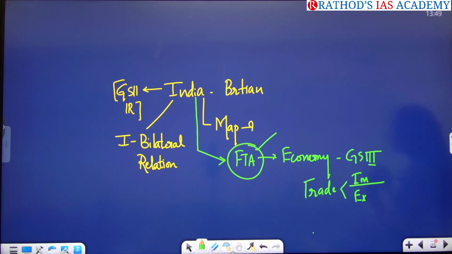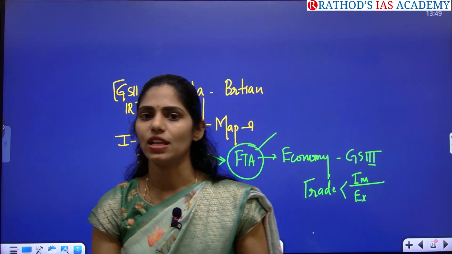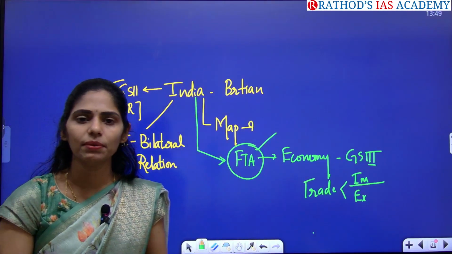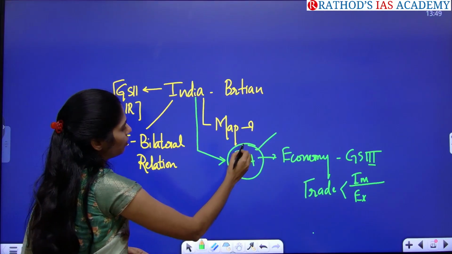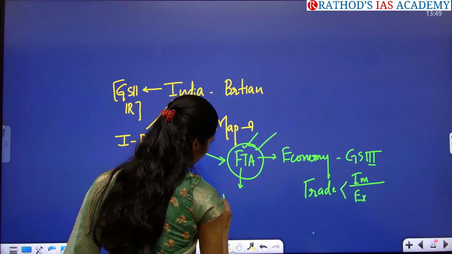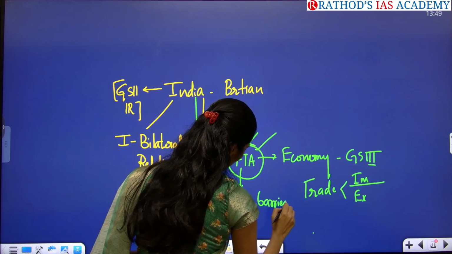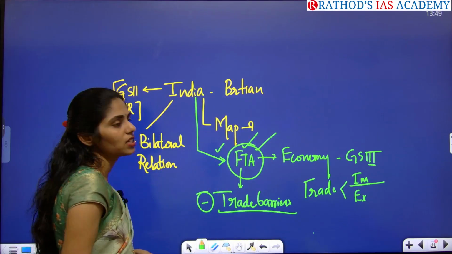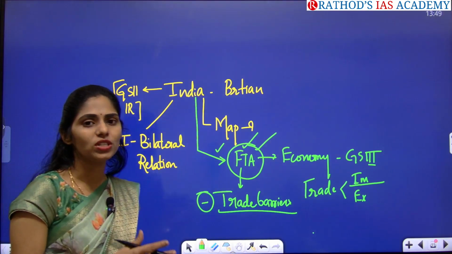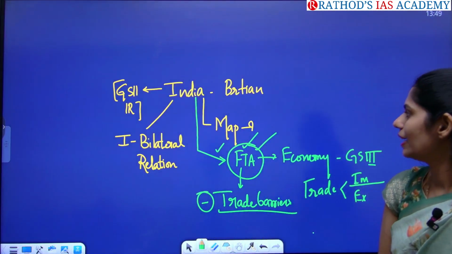Every country is not self-sufficient, so they depend upon imports and exports. Because of this, to ensure free and fair trade between countries, they come up with free trade agreements so that they can eliminate trade barriers. The issue is that for the last 2 years, India has been trying to have a free trade agreement with Britain, but unfortunately it is not happening.